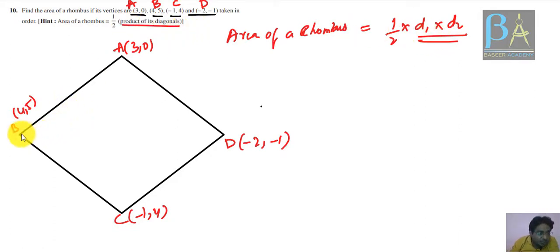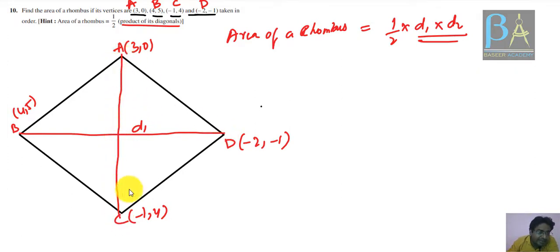Let us find out. Let us say this is D1. The diagonal BD, let us say that is D1, and then the diagonal AC, let us say that is D2. Now how do I find out the diagonal D1? By using the distance formula. Use the distance formula, find out D1, and use the distance formula, find out D2, and then substitute the values here, and then let me know the answer.